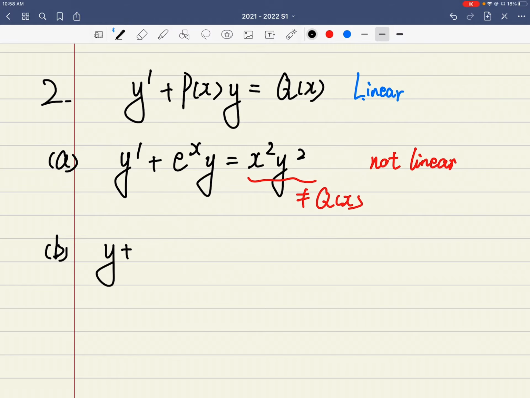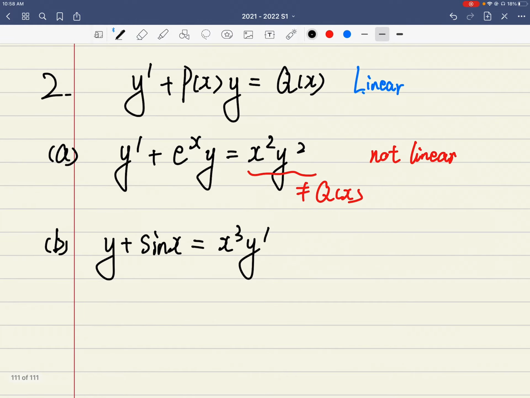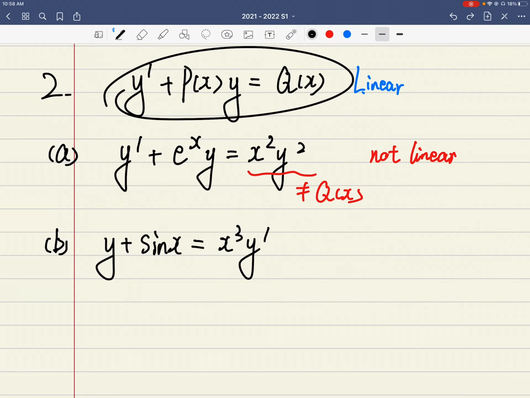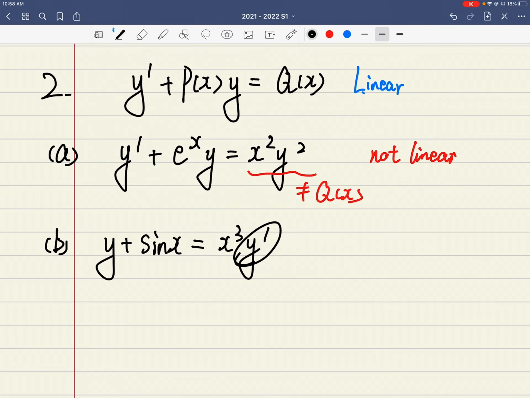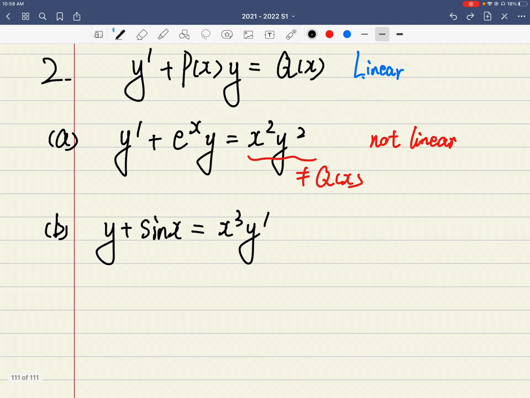Part B, y plus sine x is equal to x cubed times y's derivative. Okay, at first glance, it doesn't satisfy this definition, but satisfying it or not, you can do some manipulation of the equation. If after the manipulation it satisfies this form, it's also considered linear. So clearly you want this. So let's first move y's derivative to the left. Okay, so plus y is equal to sine x.